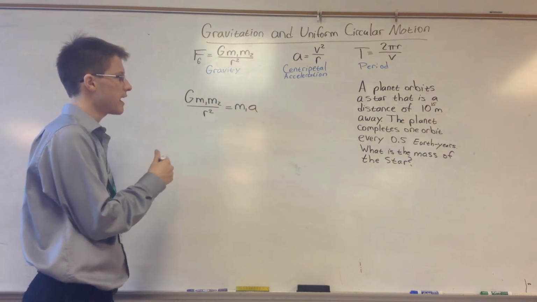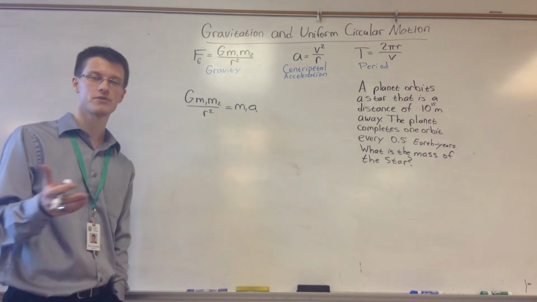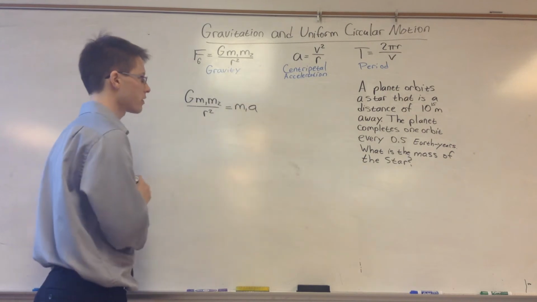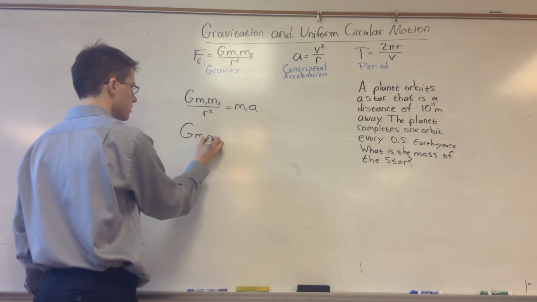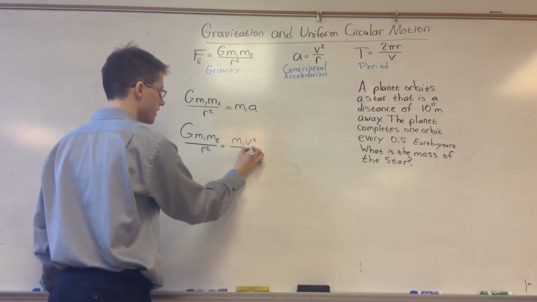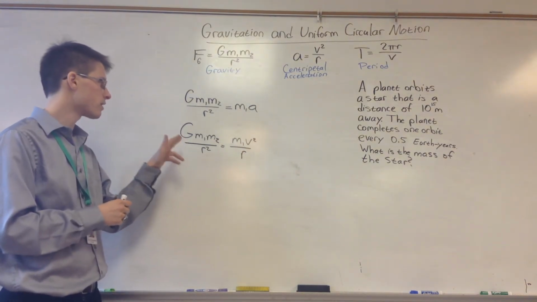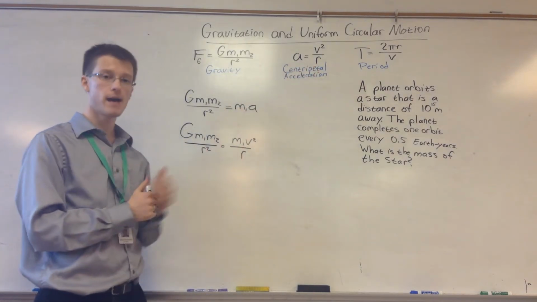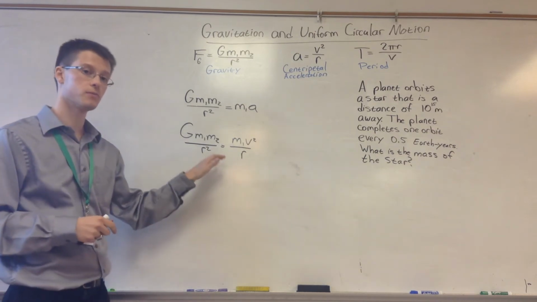But now what we can do is say, actually, we know the acceleration because it's moving in a circle. Of course, many planets do not move in perfectly circular orbits, but it's a good approximation. So, a is v squared over r, which means we can make that substitution. And then G m1 m2 over r squared is equal to m1 v squared divided by r. This is key. Setting forces that cause circular motion equal to the centripetal acceleration multiplied by mass is going to allow you to solve so many problems. So get very comfortable doing this.